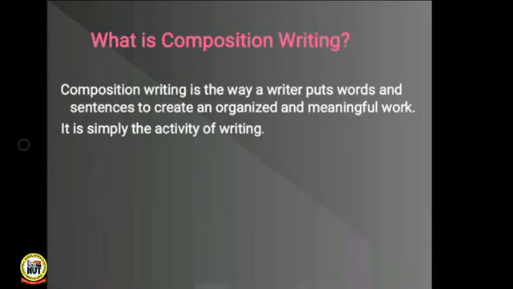Now, what is composition writing? Composition writing is the way a writer puts words and sentences to create an organized and meaningful work. It is simply the activity of writing. In essence, when you bring words together to make meaningful sentences, and then you organize those sentences, you are simply writing a composition. You are involved in the activity of composition writing. Because composition has to do with what? Composing. It's derived from the word composing, doing your own. So composition writing is a way a writer puts words and sentences to create an organized and meaningful work.